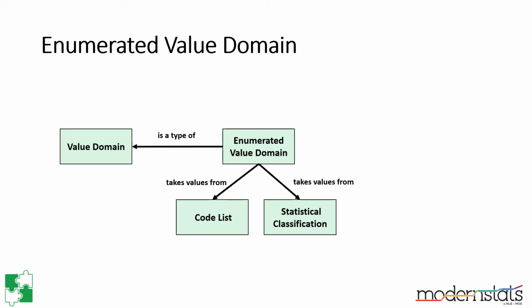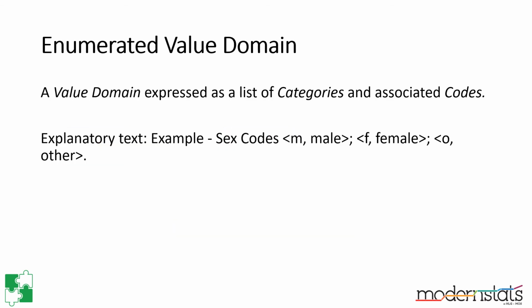And next I'm going to tell you a little bit about these 3 information objects: the enumerated value domain, code list, and the statistical classification. A value domain expressed as a list of categories and associated codes. That's an enumerated value domain. So an example would be M for male, F for female, 0 for other, but you could also use different kinds of codes on those.